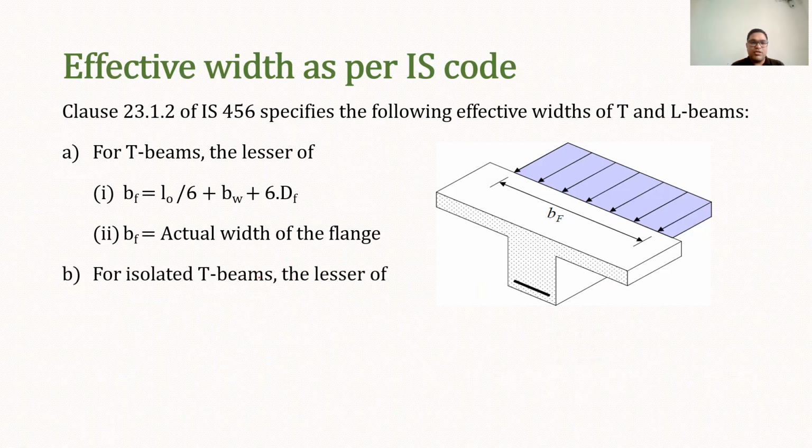Similarly, if we have an isolated T-beam, we have a different formula for BF, and that is L naught by L naught by B plus 4. Here B is the actual width of flange. So here we are expressing B as the actual width of flange.